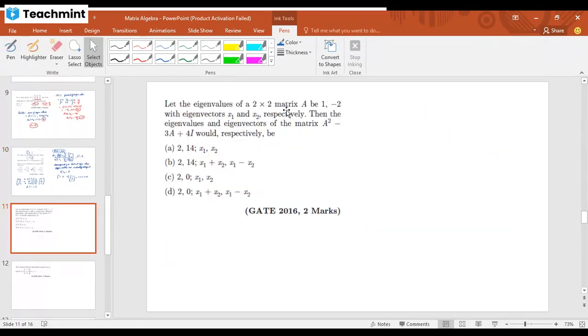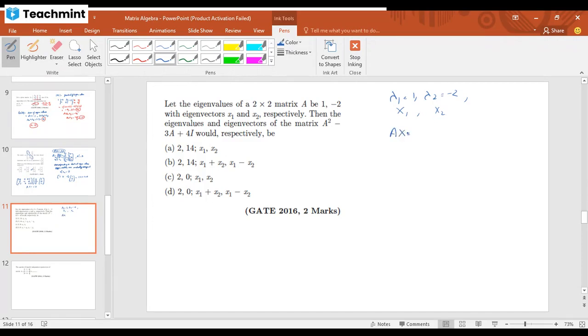Let the eigenvalues of a 2 cross 2 matrix A be 1 and -2 with eigenvectors x1 and x2. Then find the eigenvalue and eigenvector of the matrix A square minus 3A plus 4I. Here the eigenvalues of matrix A are given as lambda 1 is 1, lambda 2 is -2, and x1 and x2 are the corresponding eigenvectors. What I want to do is find the eigenvalue and eigenvector of the matrix A square minus 3A plus 4I. Here we use the property again.